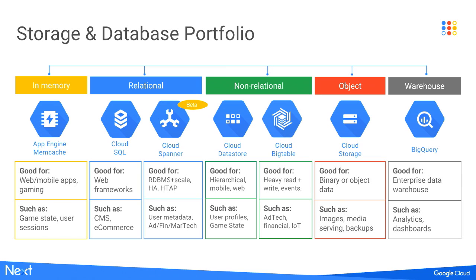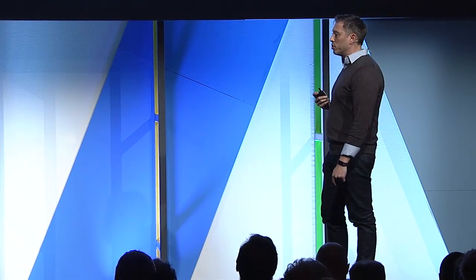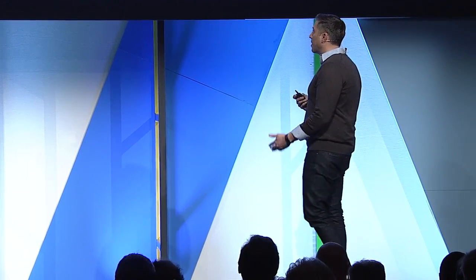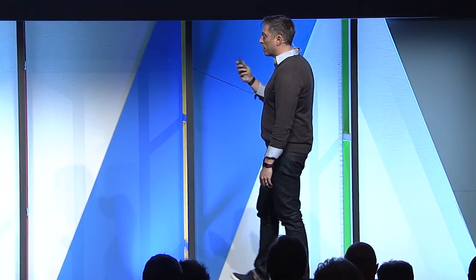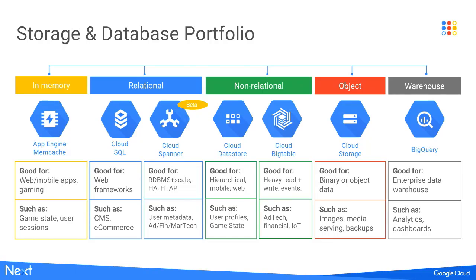So if you are looking for in-memory, we offer App Engine Memcache. So if you have an App Engine application that requires Memcache for caching, we provide that as a managed service. If you're looking for managed Cloud SQL, or managed MySQL, or managed Postgres, I'm so happy to be able to say that now. Managed Postgres, you have Cloud SQL for running your databases.